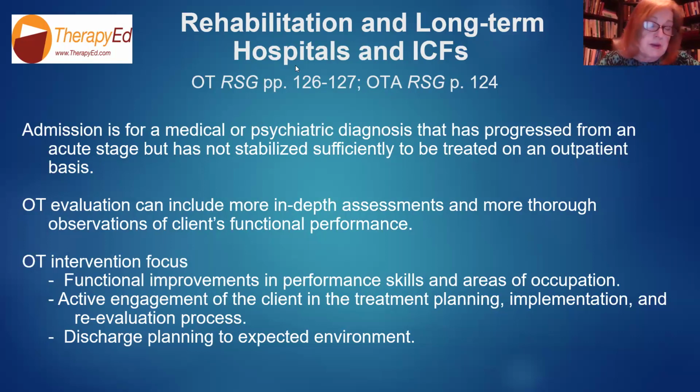And then figure out what is the expected environment. Is the person going home to live independently? Are they going to transitional housing, group home? Are they going to need to go to assisted living? What is their expected environment? And you make sure that your treatment matches, that they have the skills they need for that expected environment.